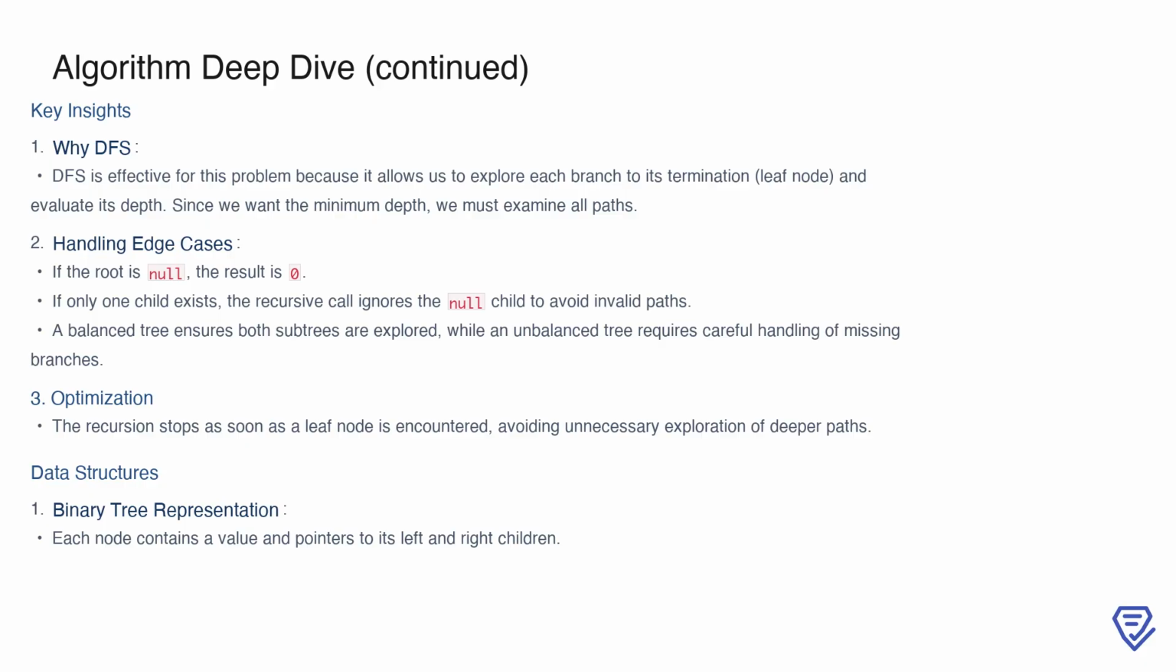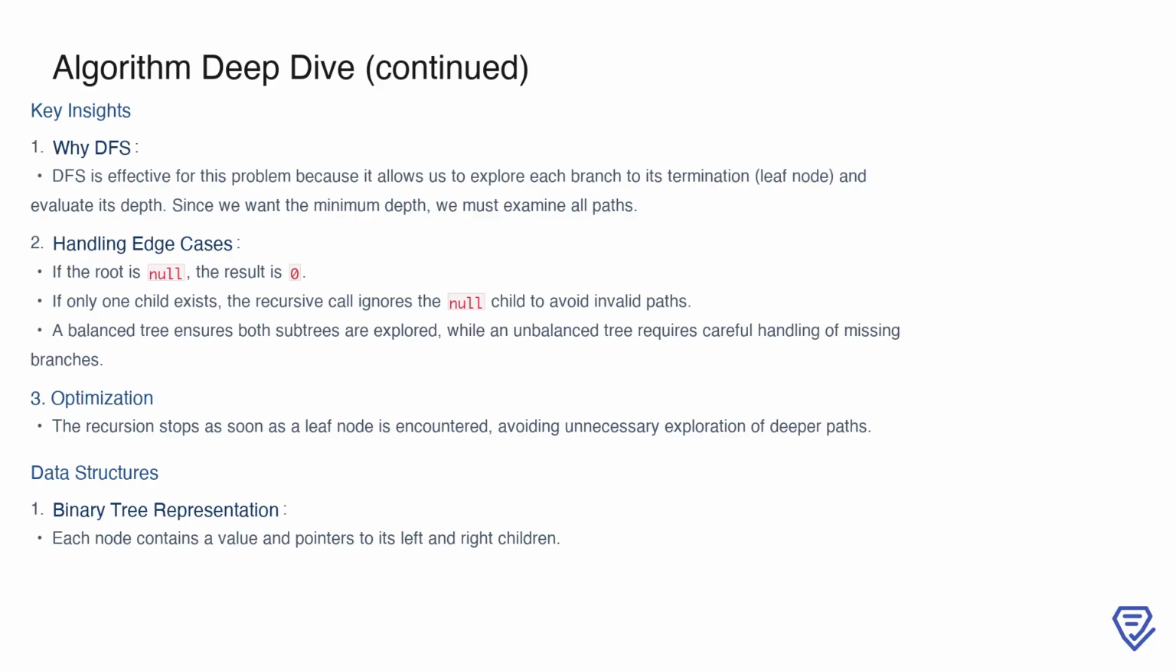First, DFS is well suited for this problem because it allows us to explore each branch of the tree thoroughly and evaluate its depth. Since our goal is to find the minimum depth, it's essential to examine all possible paths. Second, handling edge cases is critical. For instance, if the root is null, the depth is 0. Similarly, if only one child exists at any node, the algorithm correctly ignores the null child, ensuring that invalid paths are excluded from the calculation.